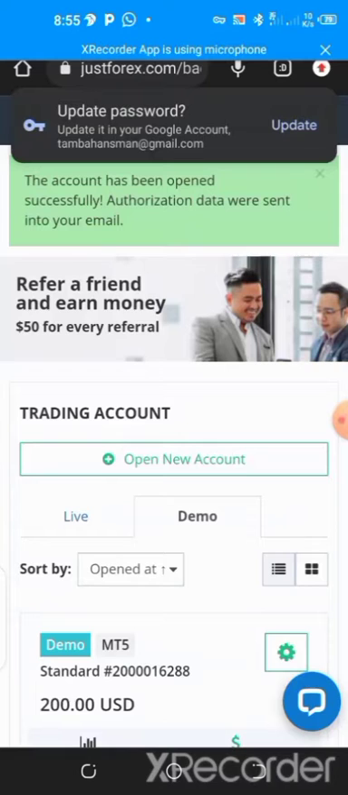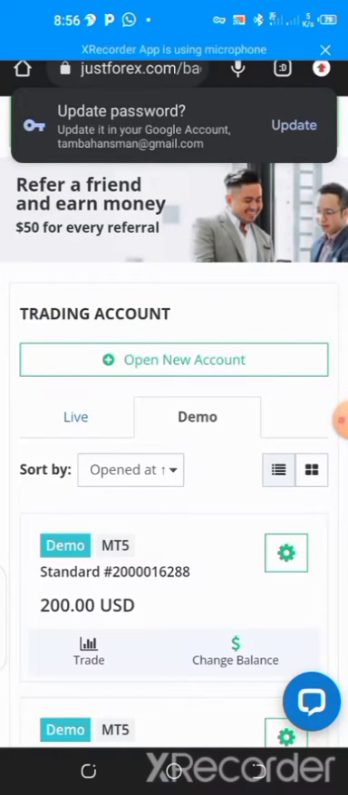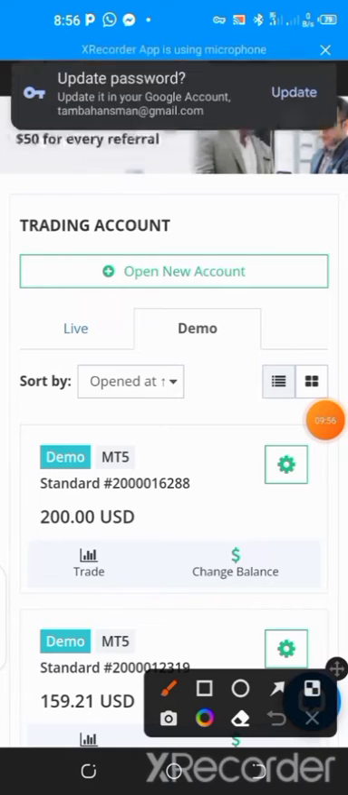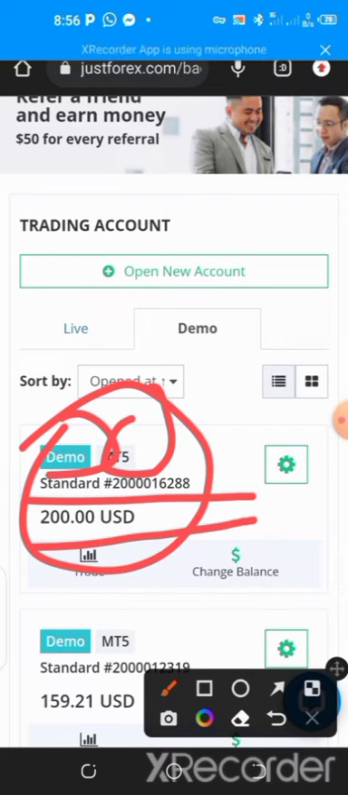They say your account has been opened successfully. Authentication data were sent to your email. So I can go to my email. I will see my information that has been sent here. This is the account here. This is demo. You can see demo, MT5, standard account. This is the amount and everything. And this is the other one down, which I created ever since.